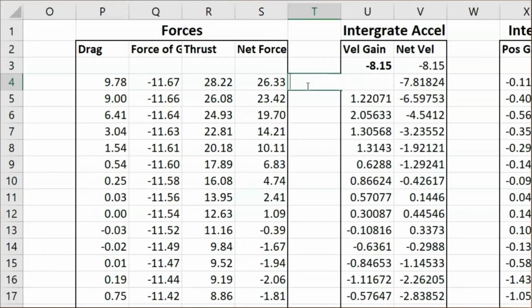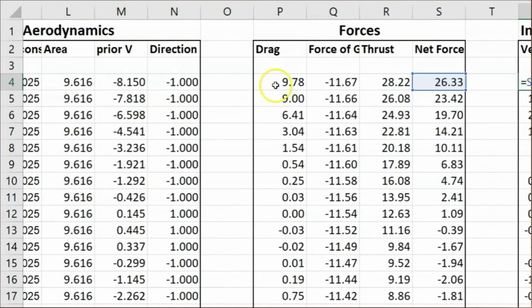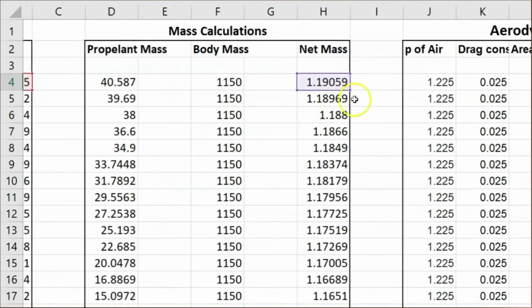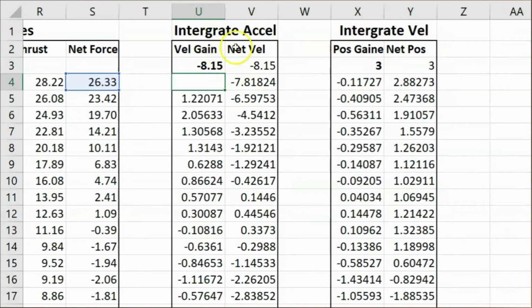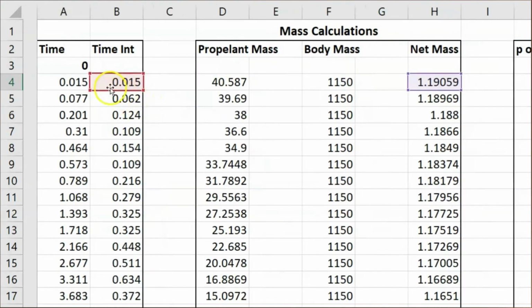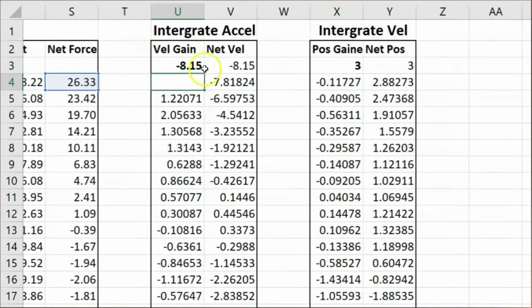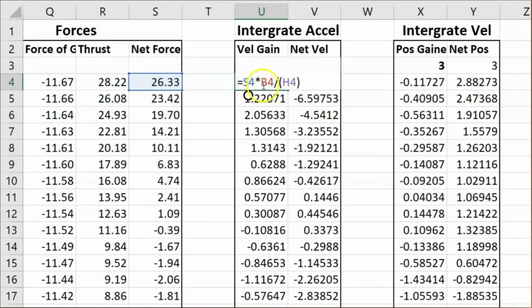All right, and to calculate my velocity gained, that is actually just the integral of your net force divided by your mass with respect to time. The way I think about it is I'm dividing my force by my net mass in order to get my current acceleration. And that acceleration acted over a tiny period of time, aka the time interval block in column B. I can multiply those two together, my time interval and my net acceleration, to get my change in velocity, since acceleration times time is velocity.